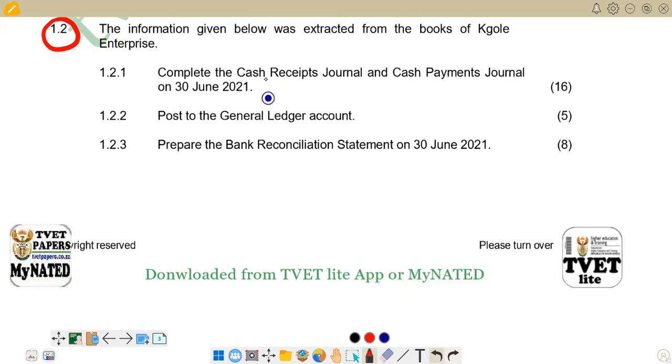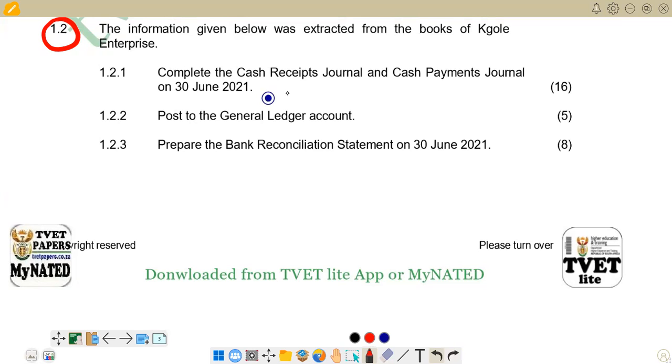Remember, the journals are the books of original entry. According to the accounting cycle, when information is taken from source documents, it's transferred to the journals. From the journals, we post to the ledger where we have our bank account. Information from the cash receipts journal is entered on the debit side of the bank account, and information from the cash payments journal is entered on the credit side of the bank account in our books.